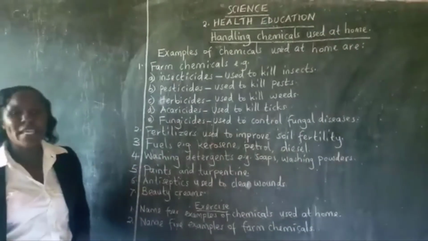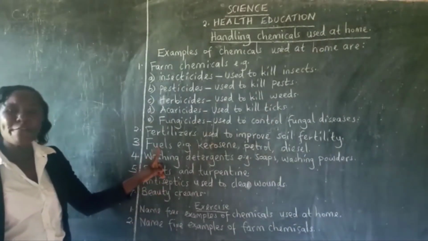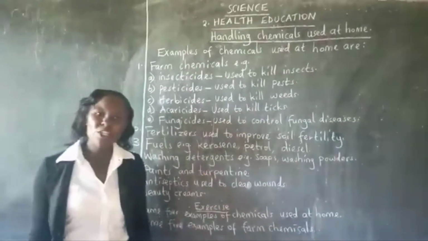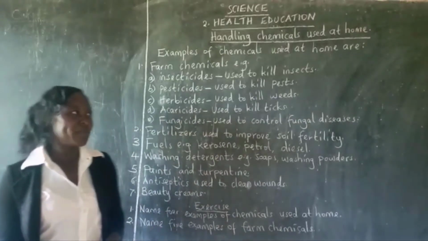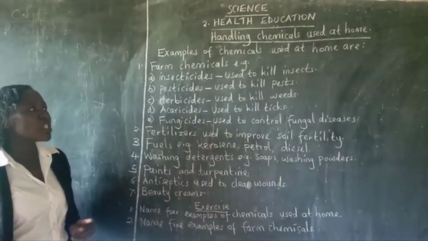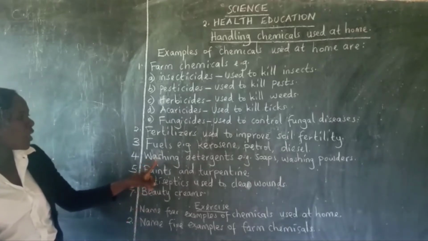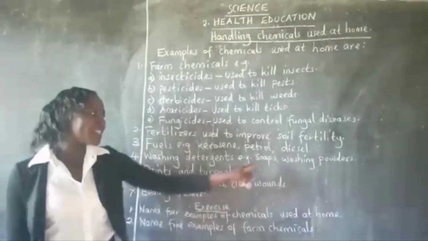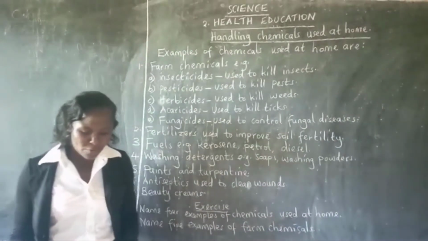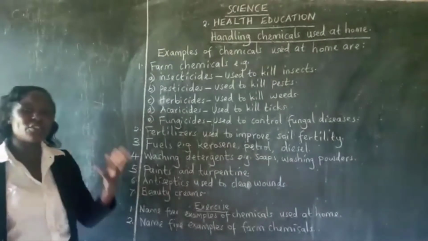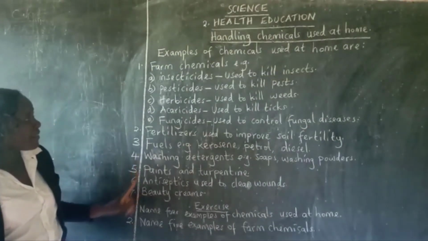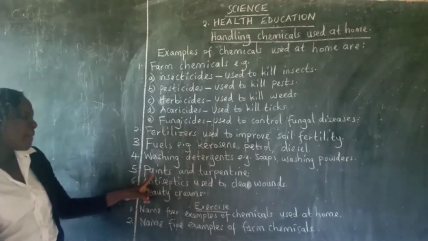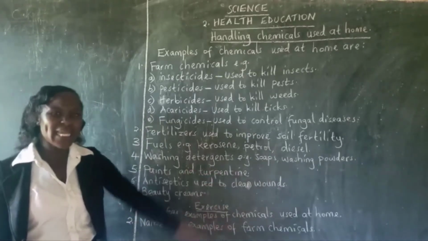Another example of chemicals used at home, we have fuels. And examples of fuels, we have things like kerosene, petrol, diesel, and so on. Another example of chemicals used at home are what we call washing detergents. And examples of washing detergents, we have things like soaps, washing powders, cleaning agents, and so on. Then we also have another example of chemicals used at home, what we call paints and turpentine.